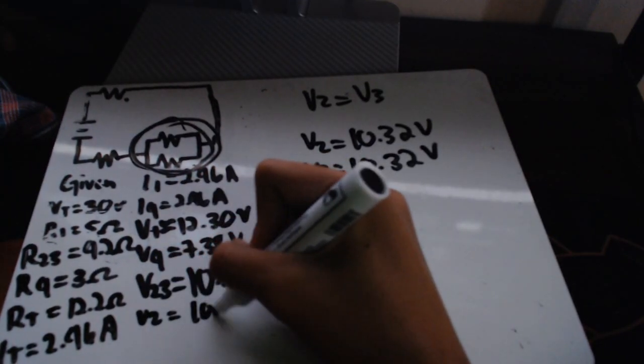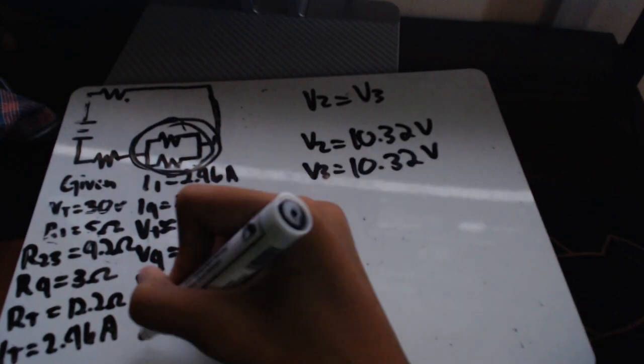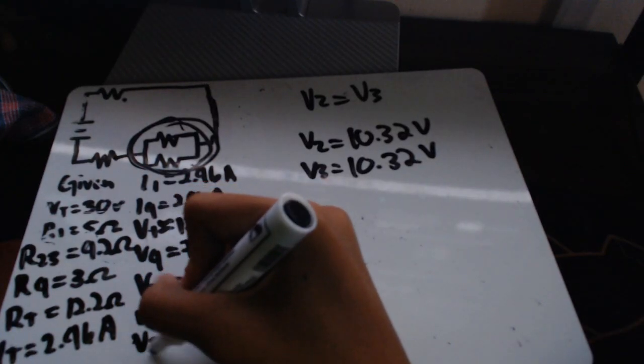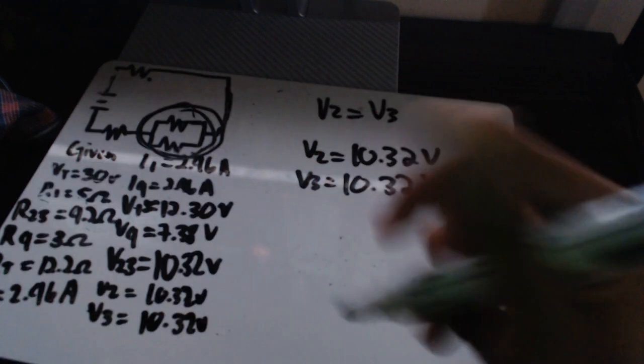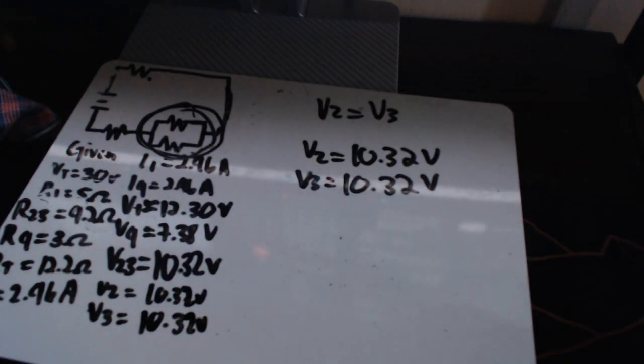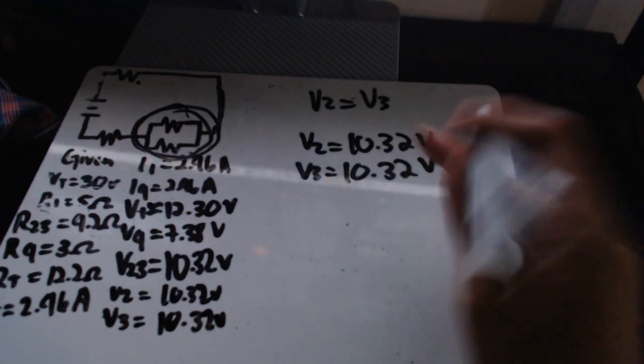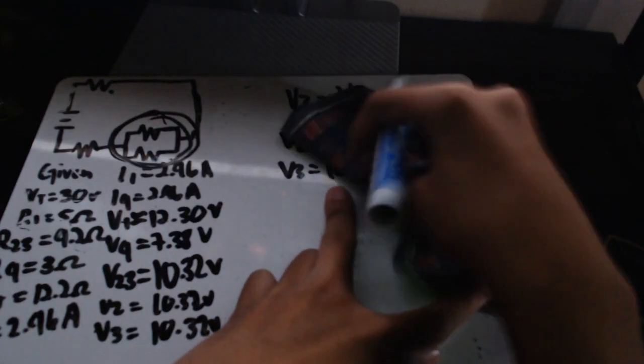V2 is 10.32 V, V3 is equal to 10.32 V. So both R2 and R3 have approximately 10.30 volts across them.